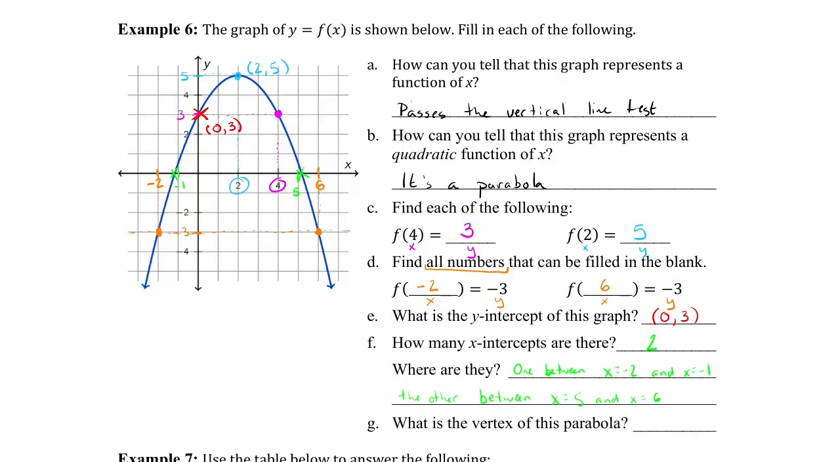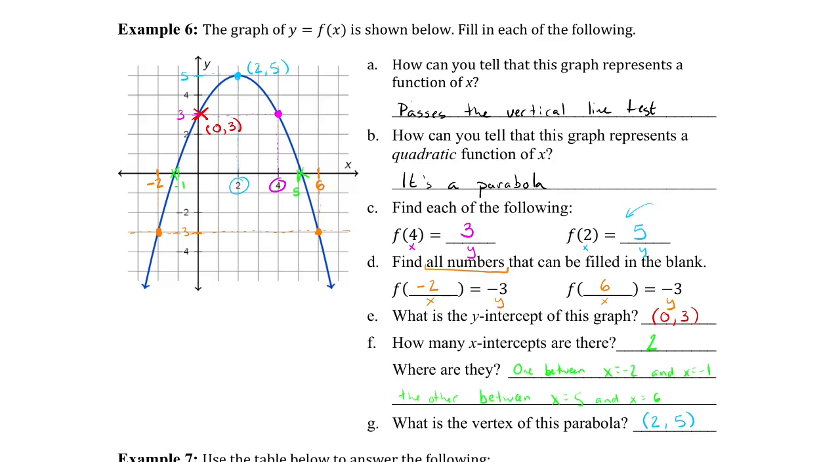Last point. Vertex of the parabola is at 2, 5. It's that point at the top. And we already wrote down the coordinates because that happened to be this point that we were asked for. Okay, so that's how we do this with a graph.